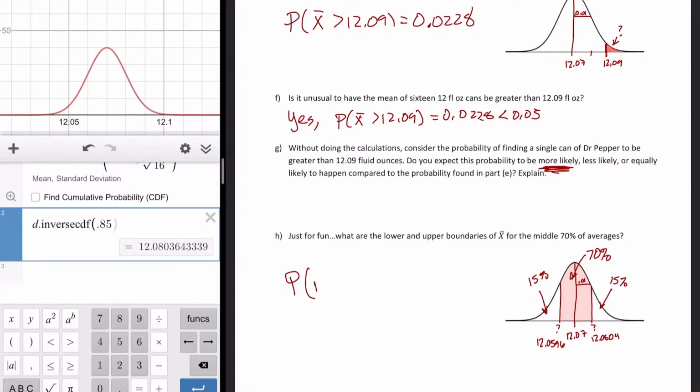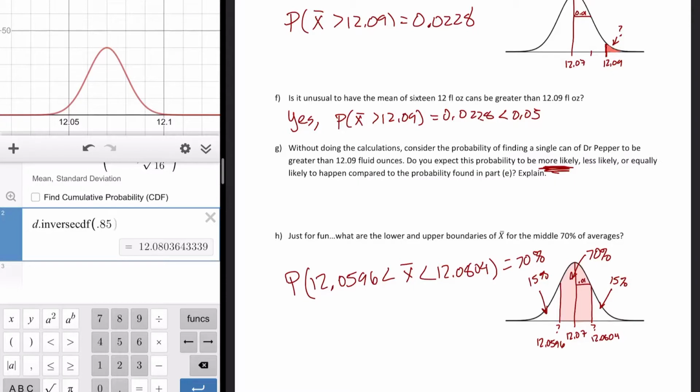All right, so that means that the probability that X bar is in the middle 70%, well, that is 12.0596 is less than X bar, which is less than 12.0804. And that equals 70%.